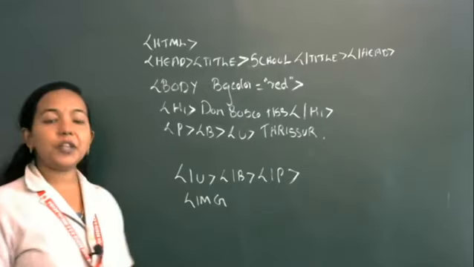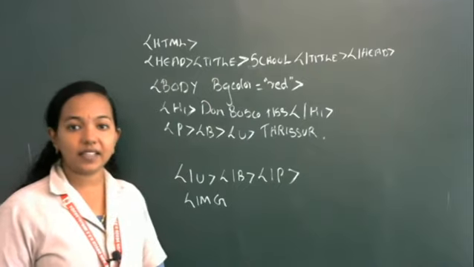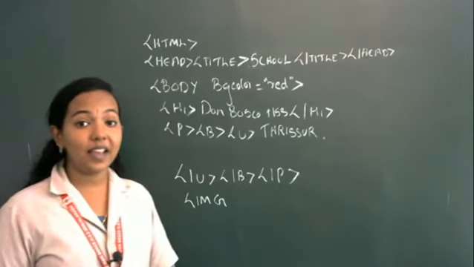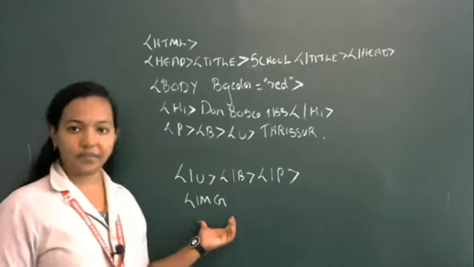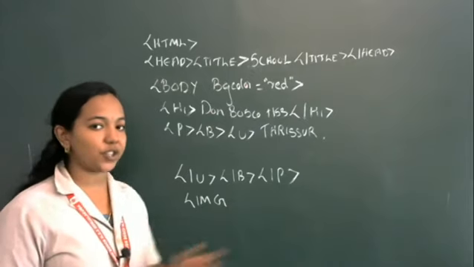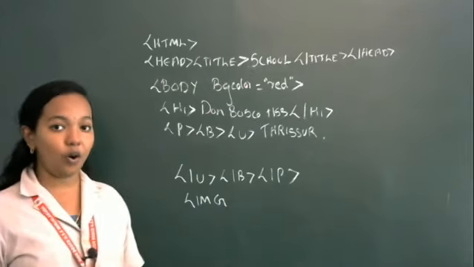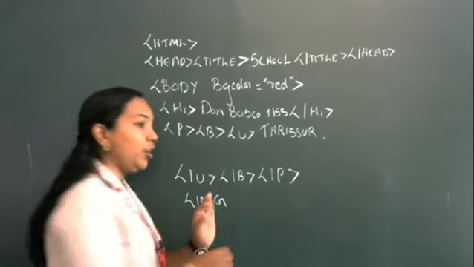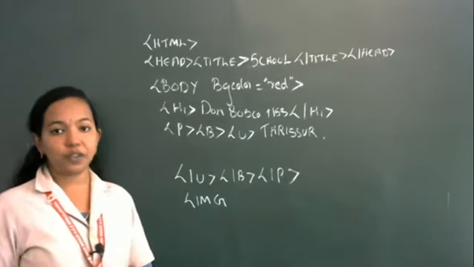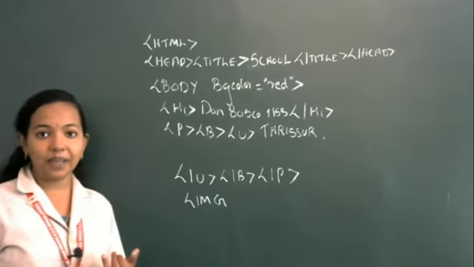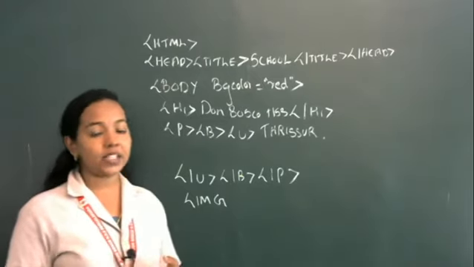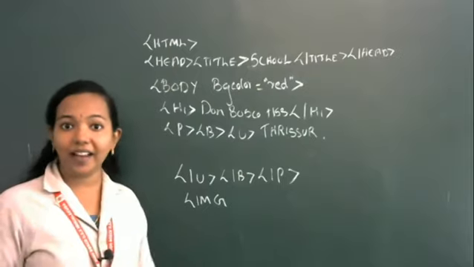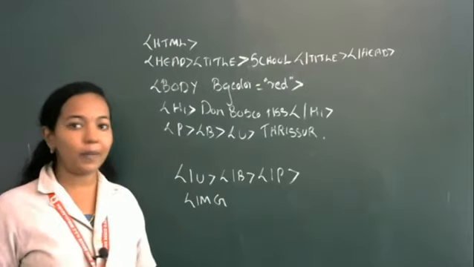Then the speciality of the IMG tag is that IMG tag is an empty tag. That means there is only an opening section, there is no closing section. Then you know the important attributes of the IMG tag: SRC, height, width, H space, V space, align, alt. These are the commonly used attributes.